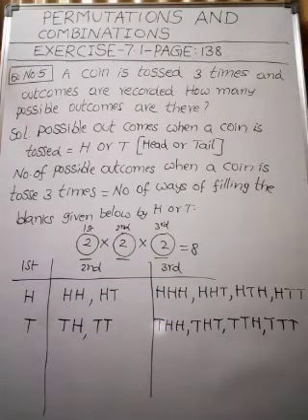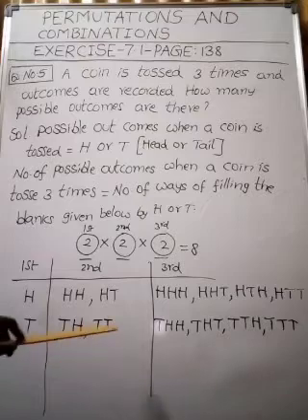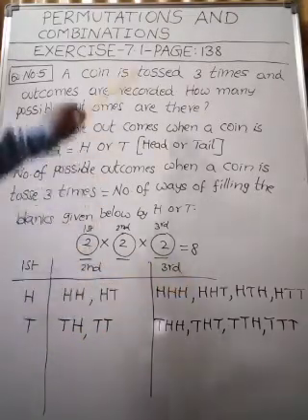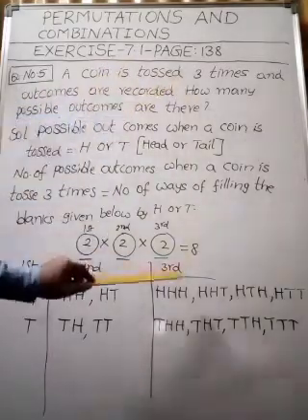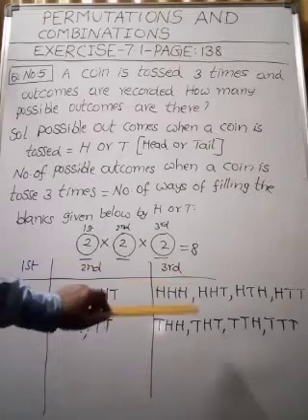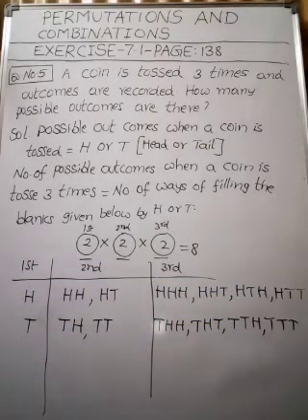Right. Otherwise, sometimes they will give two coins are tossed simultaneously. If two coins are tossed simultaneously, then also the same possible outcomes. If three coins are tossed simultaneously, here one coin is tossed three times, otherwise if three coins are tossed simultaneously, then also only these 8 possible outcomes. Understood this point, my children? Right.